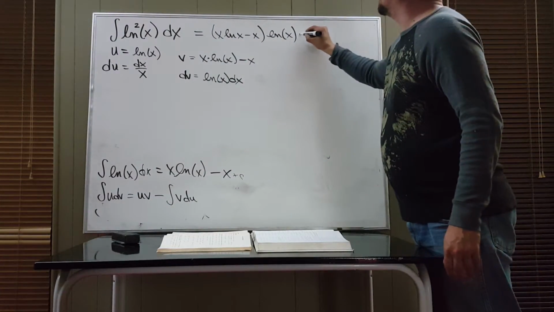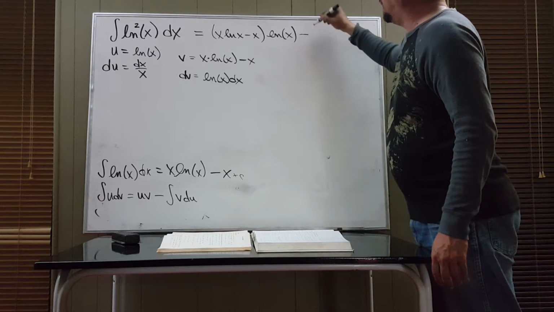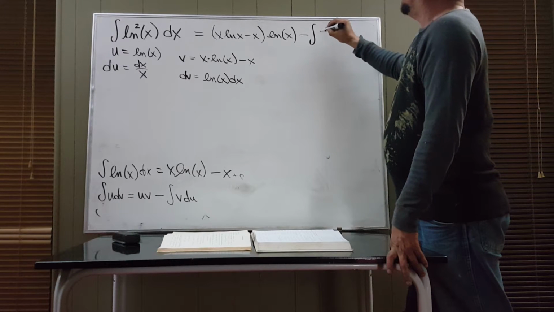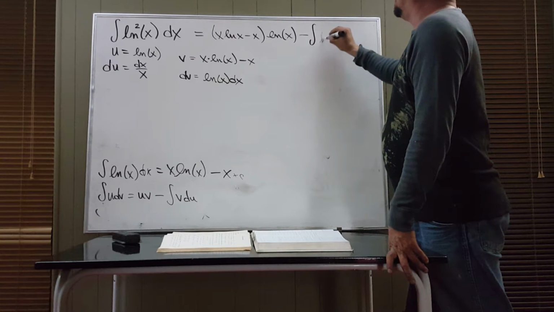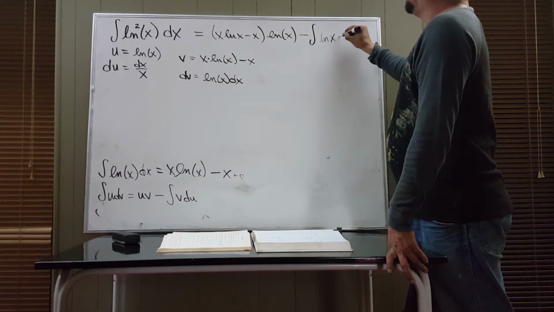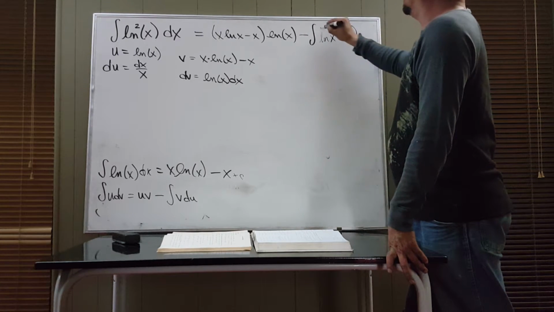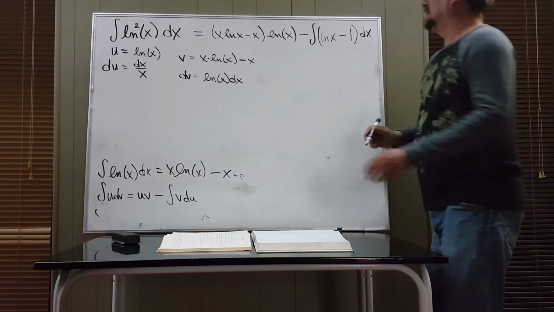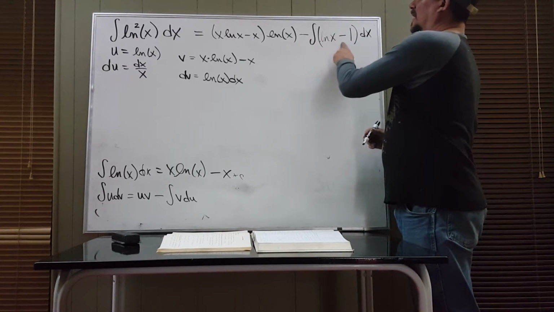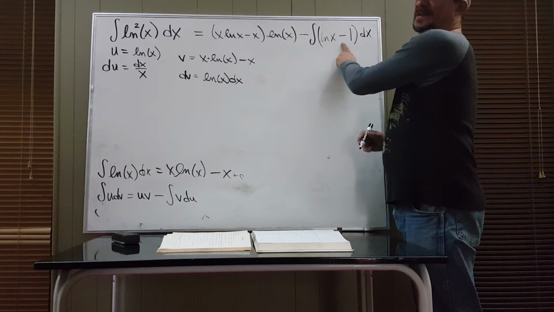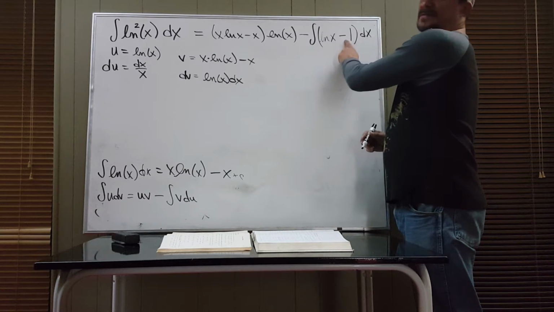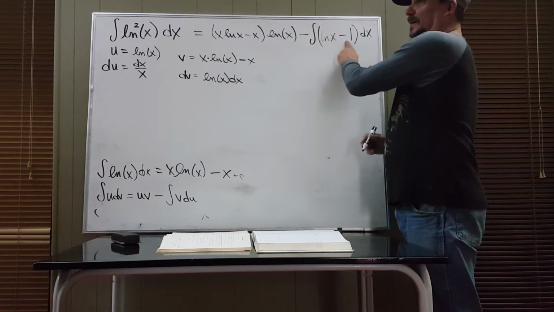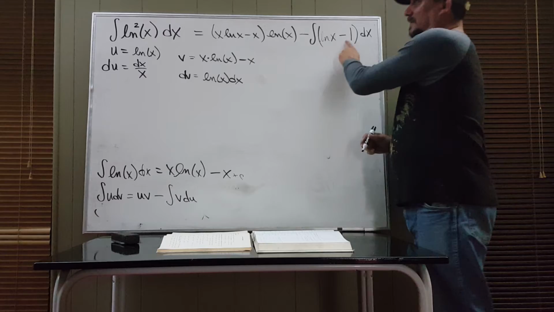Now, here's the hard part. We're going to lose a sign. We're going to take away the integral of ln x minus 1 dx. Okay. This is what is often overlooked. Even I've done this. This is a plus. Because if you subtract this and you subtract a negative, this becomes a plus. So be very careful with these.